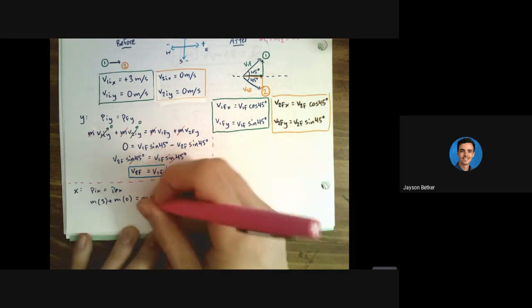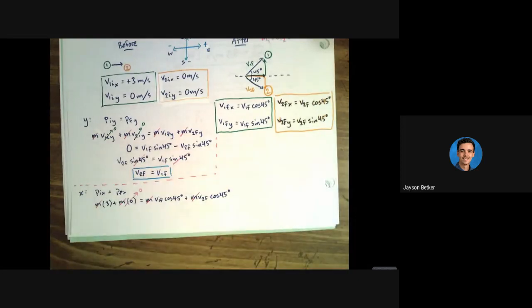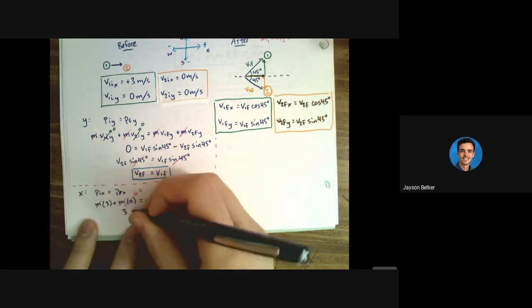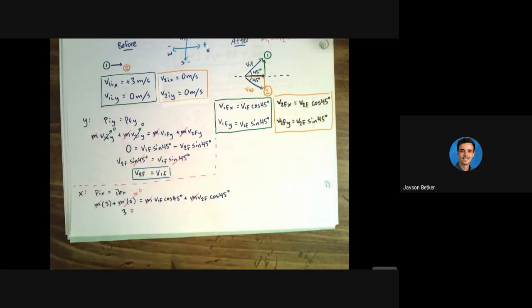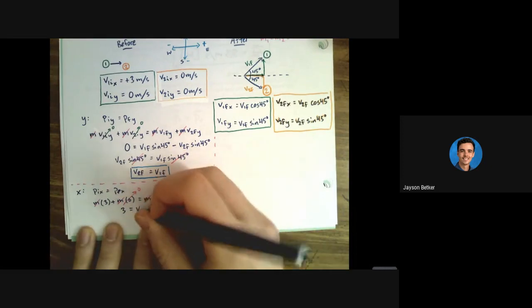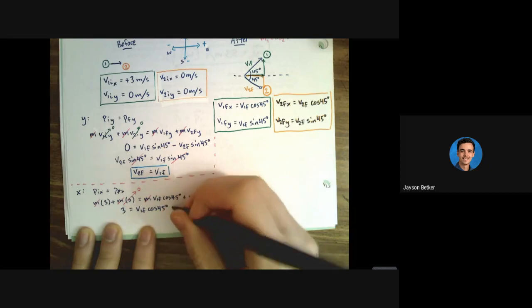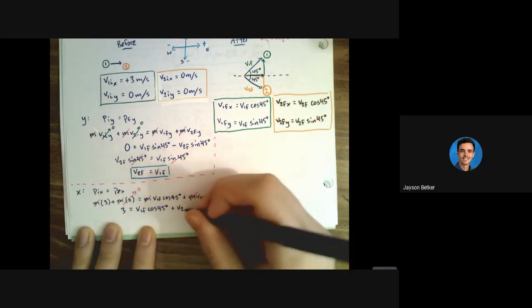All right. So now, again, same really nice thing. All of the M's in here are going to cancel. This entire one is going to cancel because it's 0. And what we'll end up getting then is 3 equals V1F cos 45 plus V2F cos 45.